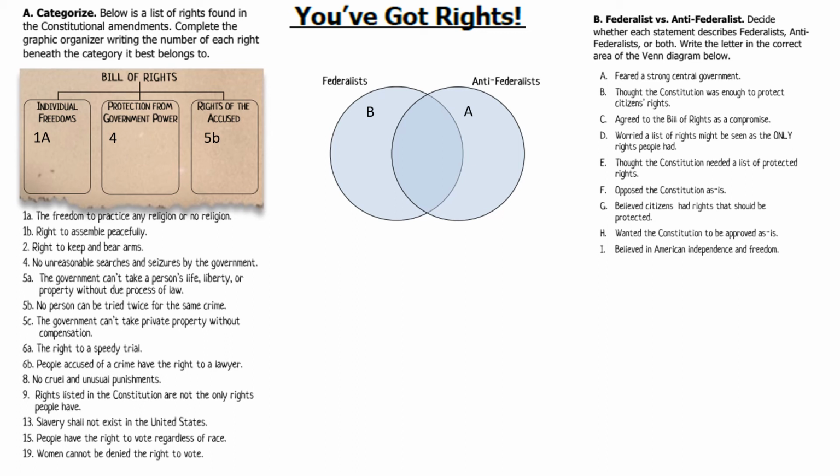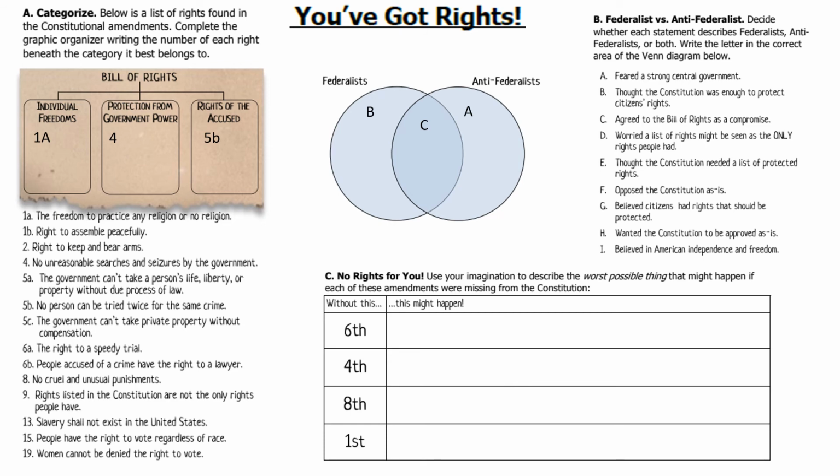And agreed to the Bill of Rights as a compromise. Well, if you know it's a compromise, you know it's probably going to be both, and we have the Federalists and the Anti-Federalists, so that's definitely going to be something that both would have done.